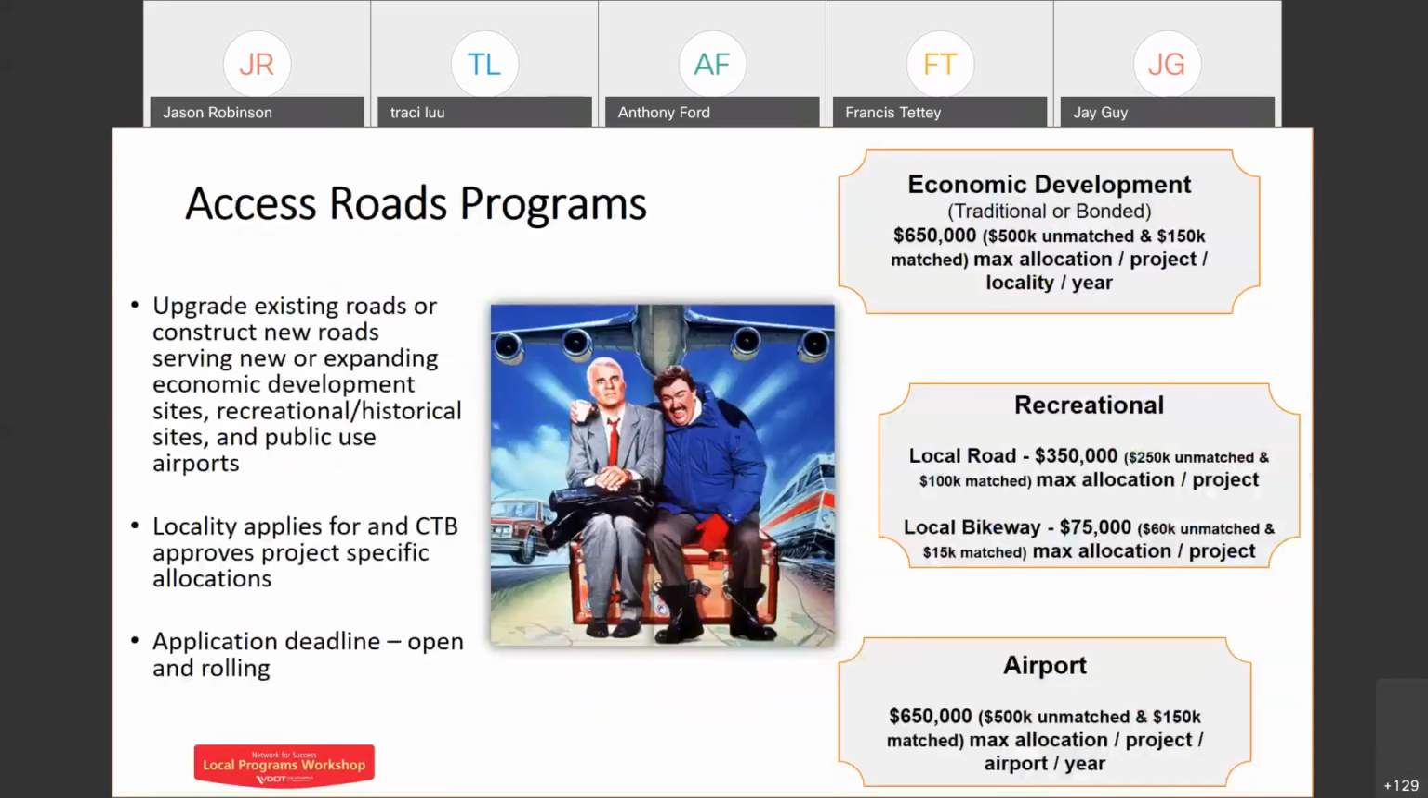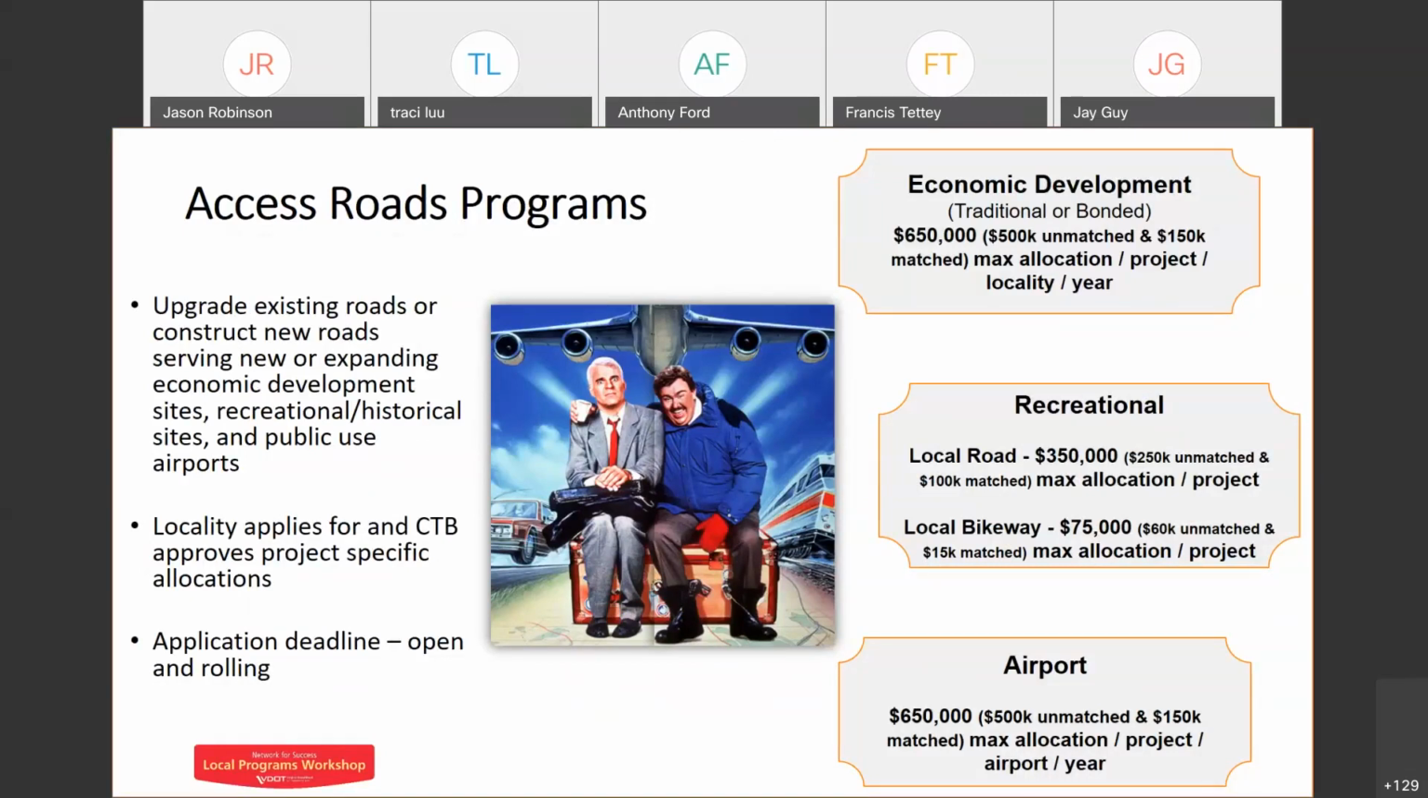And then the last funding programs that we'll talk about would be under the access road programs. And again, this is on the state funded side of your funding menu. This can be economic development access, recreational access, or airport access. Again, this is for upgrading existing roads or constructing new roads, serving new or expanding economic development sites, recreational historical sites, and public use airports. And obviously it's fairly self-explanatory based on the name of the funding program which one goes with which.